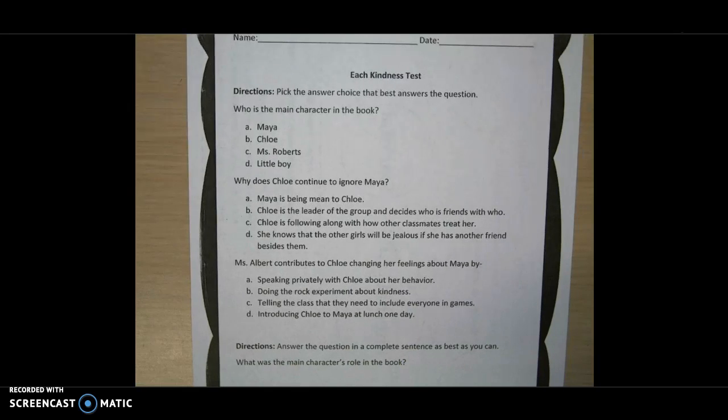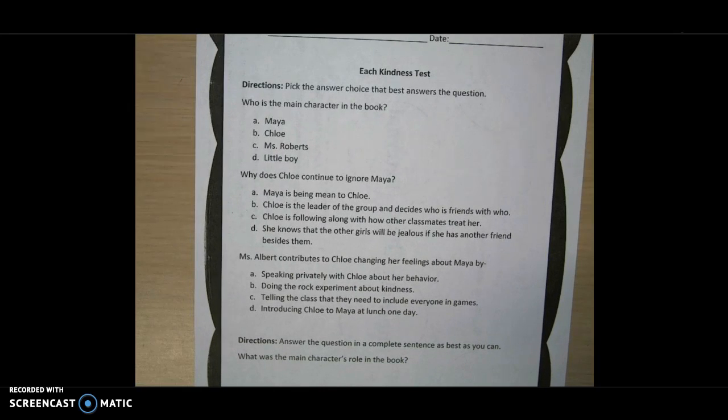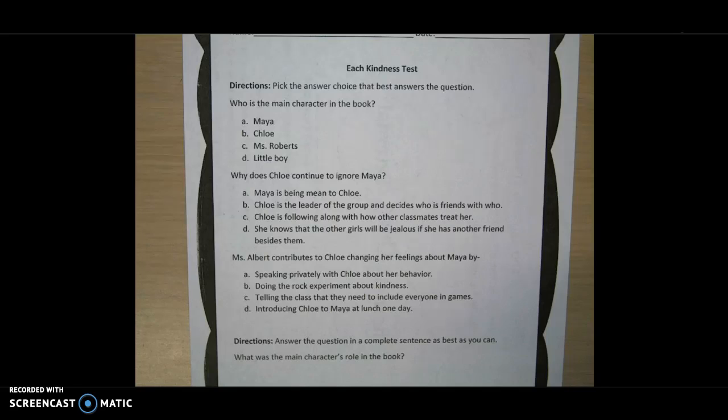Miss Albert contributes to Chloe changing her feelings about Maya by A. Speaking privately with Chloe about her behavior. B. Doing the rock experiment about kindness. C. Telling the class that they need to include everyone in games. Or D. Introducing Chloe to Maya at lunch one day.